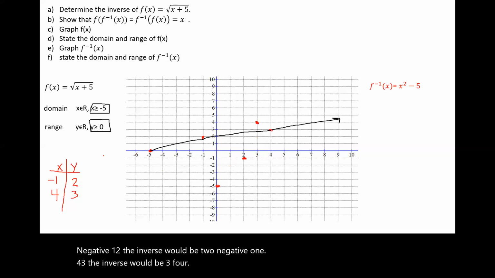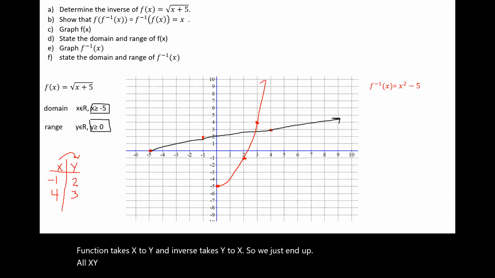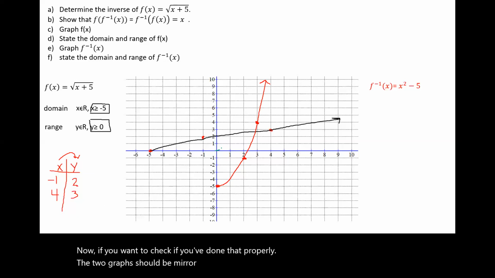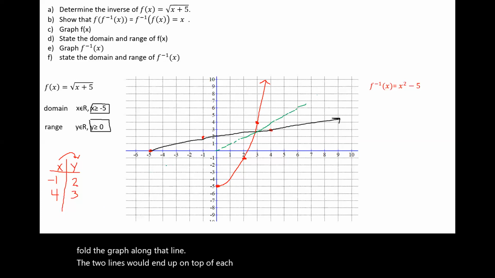Why are we allowed to do that? A function takes x to y, and inverse takes y to x. So we just end up swapping all the x and y values. Now, if you want to check if you've done that properly, the two graphs should be mirror images along the line y equals x. Meaning if you were to fold the graph along that line, the two lines would end up on top of each other. And I think that's what we're getting here. So that's my favorite way of doing this.